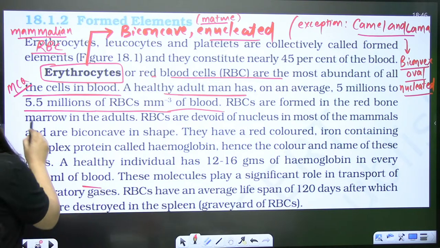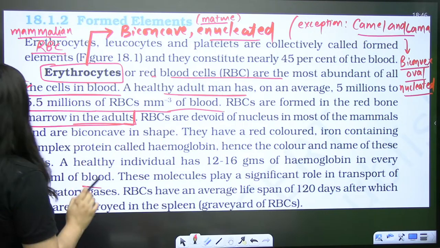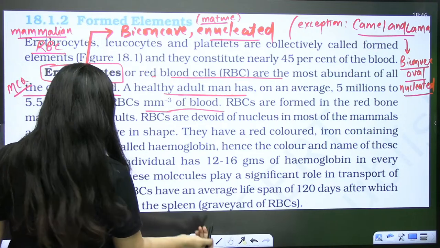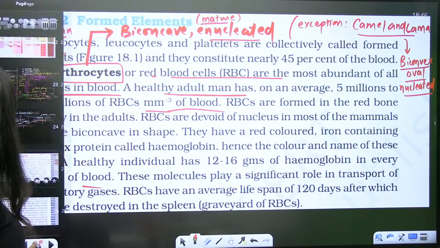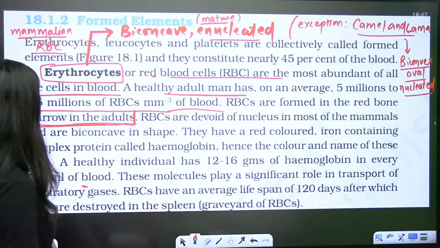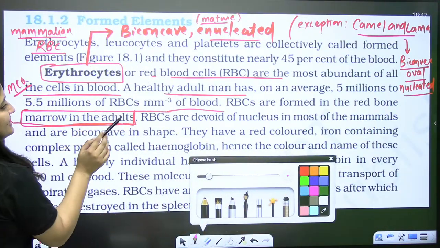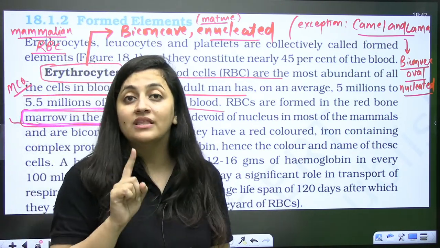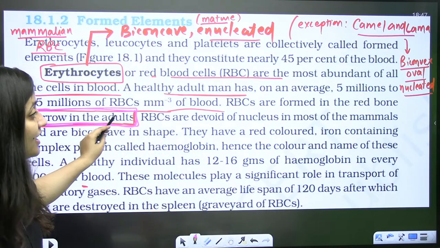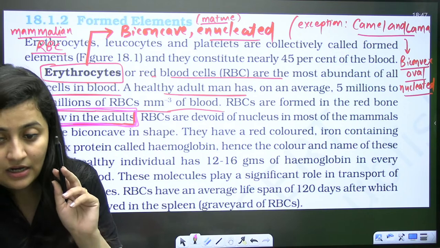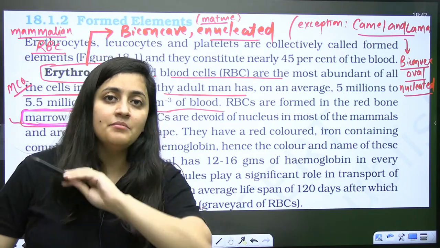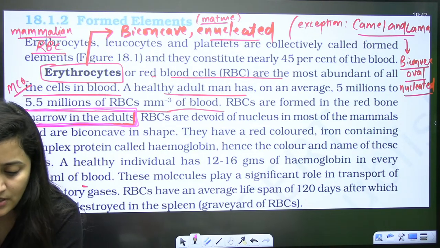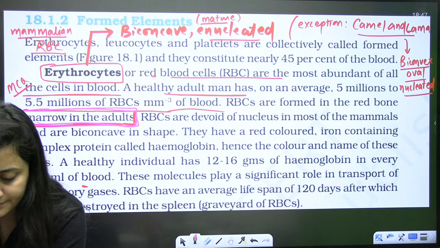So RBCs are formed in red bone marrow in the adults. They are talking about the adults here. So can you tell me where the production of RBCs will be in the embryonic stages? Anyone here in the class? Where will RBCs form during embryonic stages? Quick.